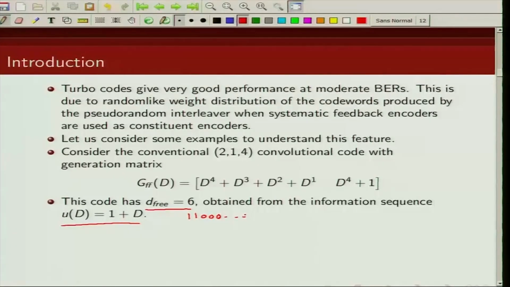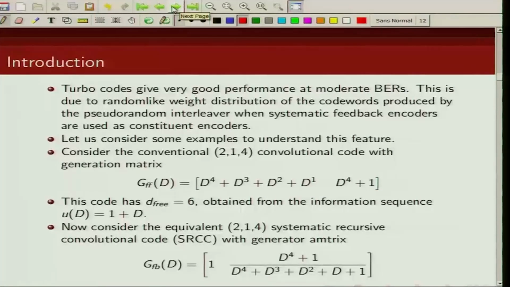Now you already know how to find the d free of a convolutional code. Given a generator matrix, you first have to find its state diagram, then you draw its modified state diagram, and from there you can calculate the weight enumerating function, the input output weight enumerating function, and the conditional weight enumerating function. All those things we have already discussed in our earlier lecture. So you know, given a generator matrix, how to find out the weight distribution of a convolutional code.